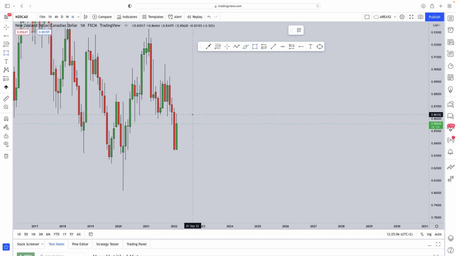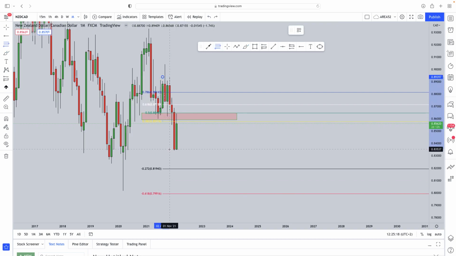Now the current situation that we have here on NZDCAD: if you look left over here, you can see how the market had printed this strong level of support. The market broke below that, came to test it as resistance. We also had that massive impulse, and after an impulse we got the correction.